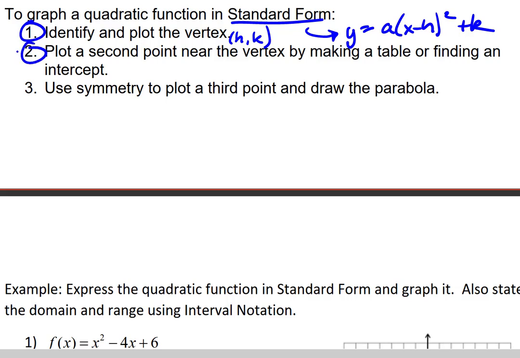Secondly, we're going to plot a second point near the vertex by making a table or finding an intercept. And so we'll recall how to find an intercept. It could be an x or a y intercept. And then thirdly, we'll possibly need to use some symmetry to plot a third point and draw the parabola. Three points is plenty as long as they include the vertex and then some symmetric points.